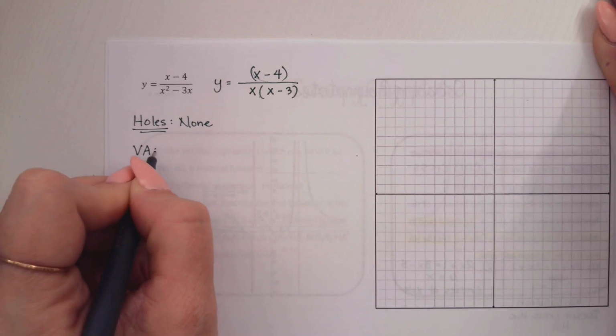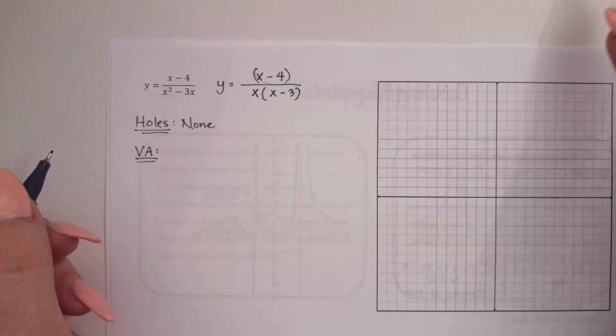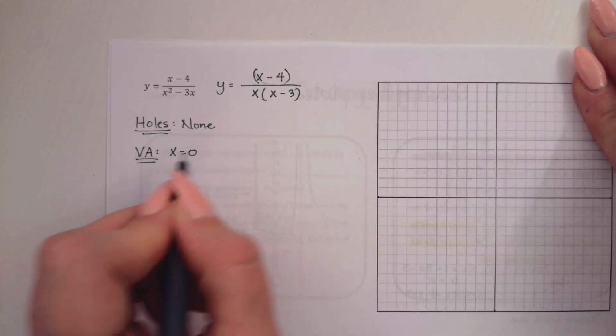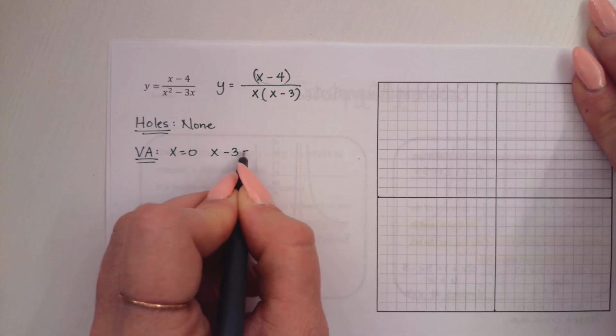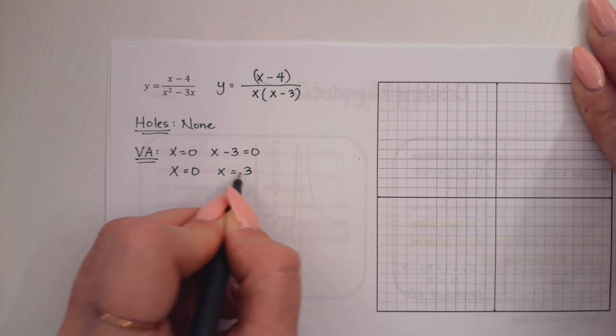Vertical asymptotes. How many are there going to be? 2, because there's 2 factors in the denominator. So one's going to be at x equals 0. One's going to be when x minus 3 equals 0. So one at 0, one at 3.